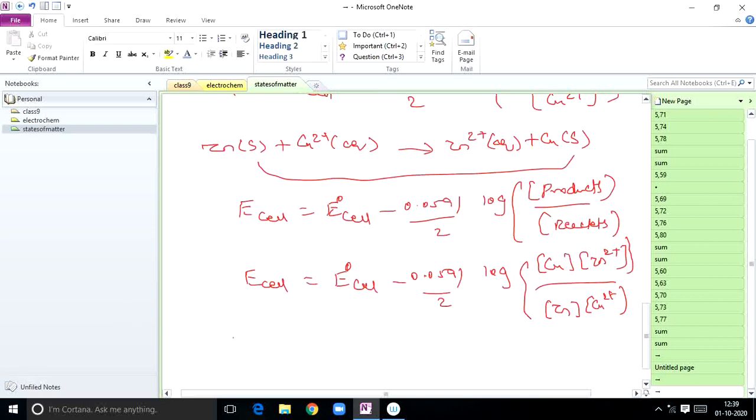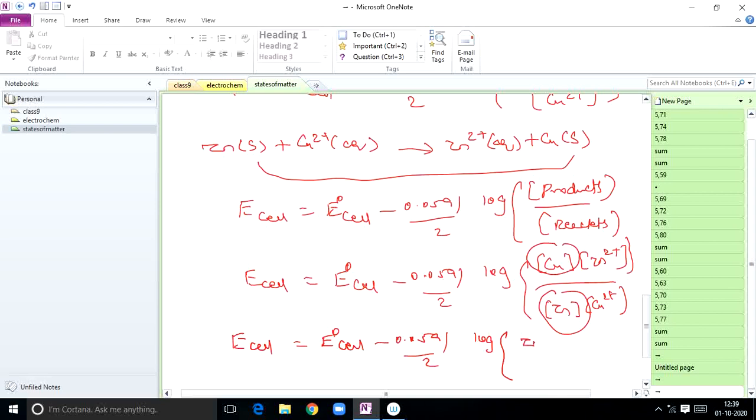So through practice, directly you can write the expression like this: E naught cell minus 0.0591 by 2 into log of, for copper you can take it as 1. For this term becomes equal to 1 and this term equal to 1. So concentration of Zn2 plus by concentration of Cu2 plus, like this you will get. Okay students, just I derived how you got that one, through thermodynamic concepts we have derived the Nernst equation. So finally this is the key point.